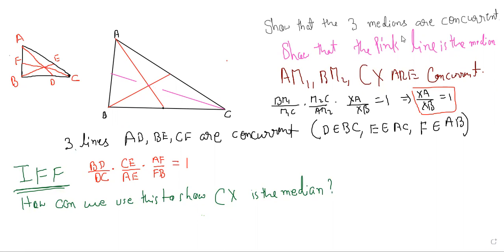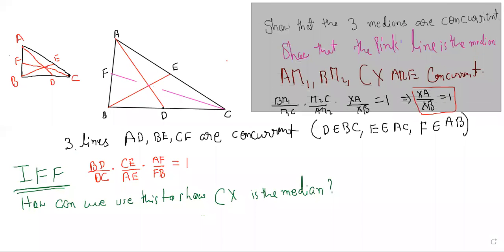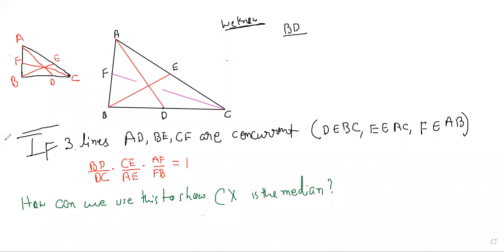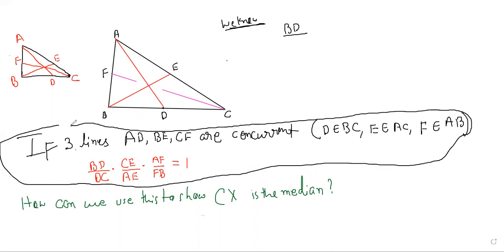So what are we trying to do? We're taking three lines AD, BE, and CF, and we know, writing it again, that the product of the ratios is 1. Let me just for the moment remove this if and only if. This is the Ceva's theorem that we know, but we now want to show the reverse. We kind of already showed that without using the word medians.